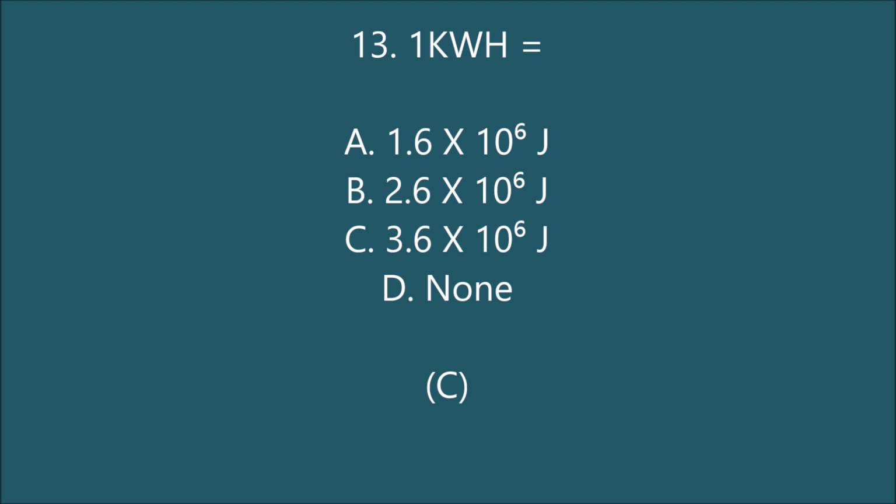1 kilowatt hour is equal to 1.6 into 10 power 6 joules, 2.6 into 10 power 6 joules, 3.6 into 10 power 6 joules, none. C is the right answer. That means 3.6 into 10 power 6 joules. The unit of electric power consumption is equal to 1 kilowatt hour. So C is the right answer.